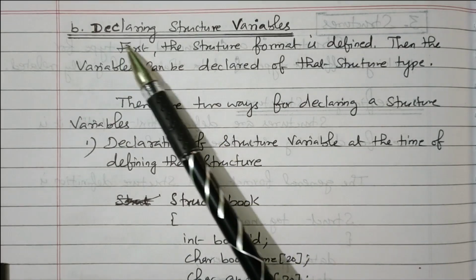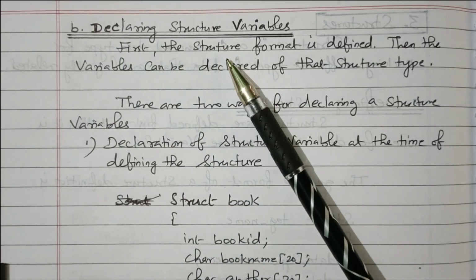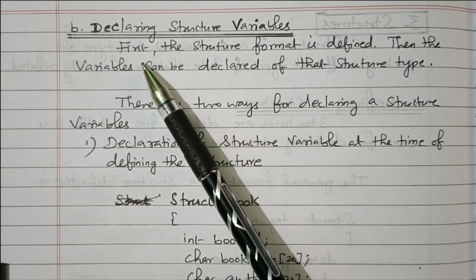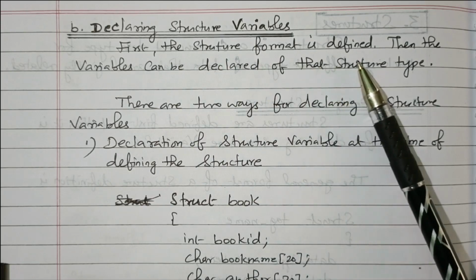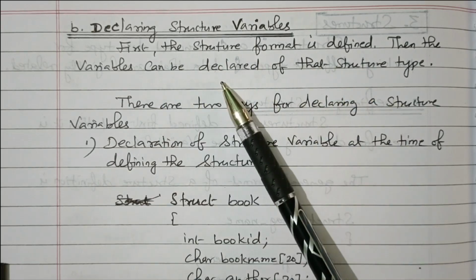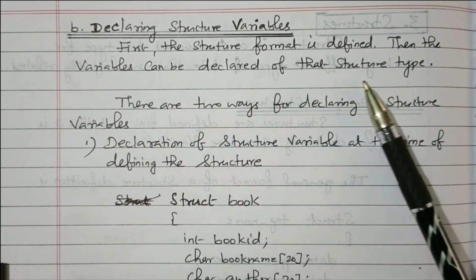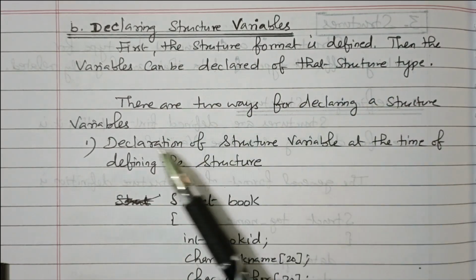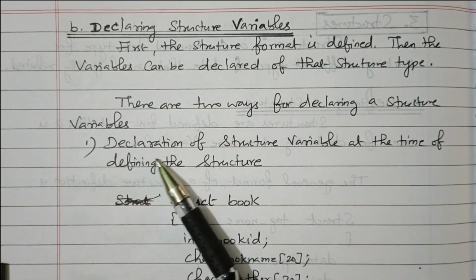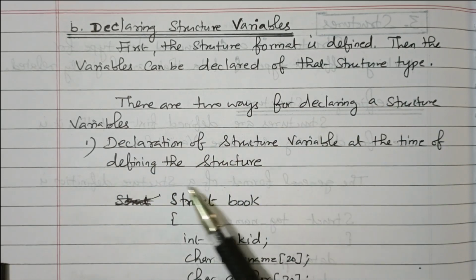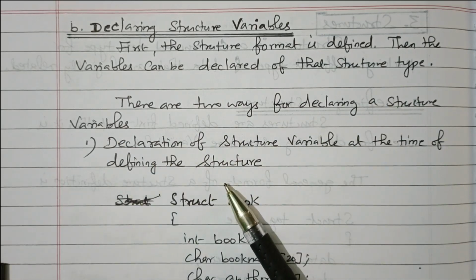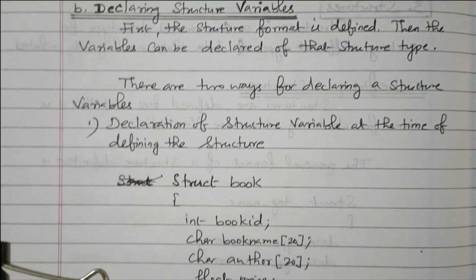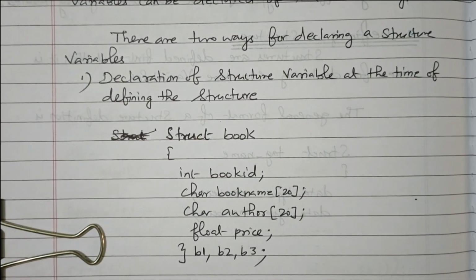Now we'll see declaring structure variables. After definition, we need to create the structure variables. First, the structure format is defined. Then variables can be declared of that structure type. There are two ways for declaring a structure variable. Declaration of structure variable at the time of defining the structure itself. During the definition itself, we can declare the variable. That is the first method.